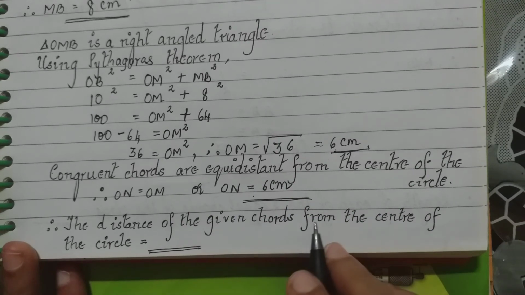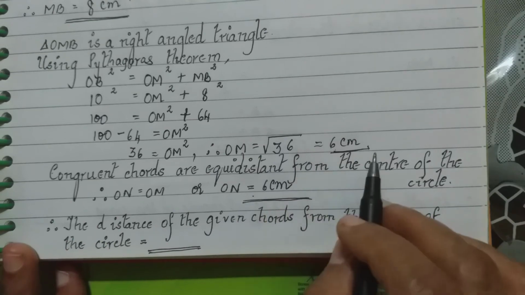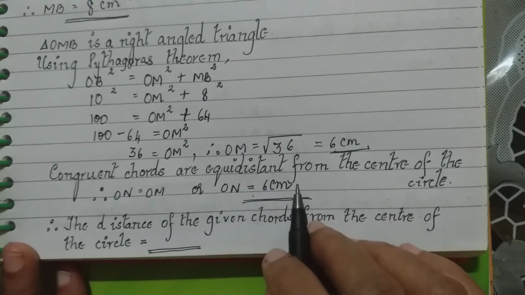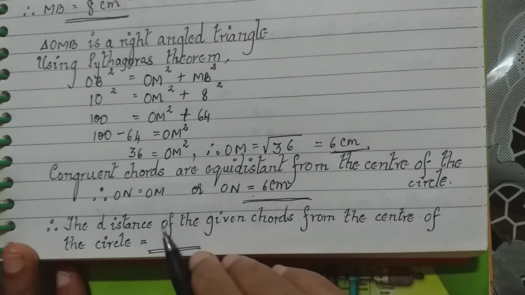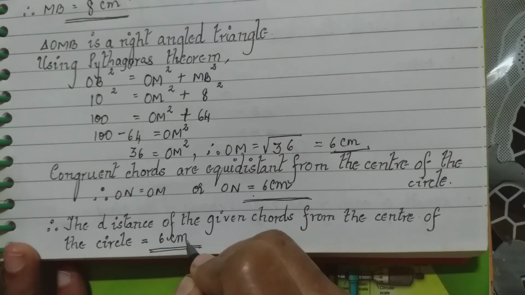Therefore, the distance of the given chords from the center of the circle, OM is 6 centimeter, ON also is 6 centimeter. So, the distance of the chords from the center of the circle is 6 centimeter.